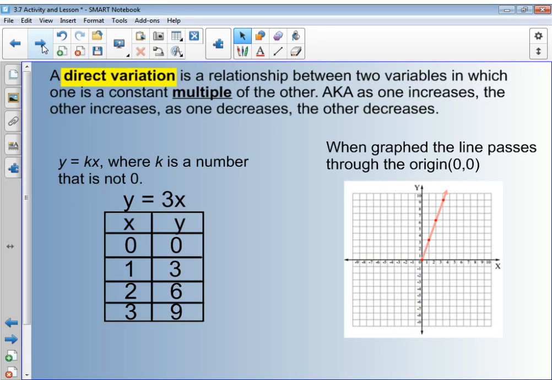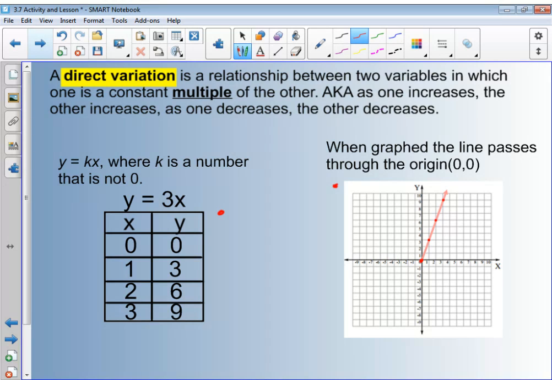In order for a set of numbers to be considered a direct variation, they have to create a straight line. They also have to pass through the origin, or 0, 0. So this is just an example of a table that is showing direct variation. And then here's where I've graphed those points, showing what it would visually look like. So we have a straight line that is cutting through 0, 0.